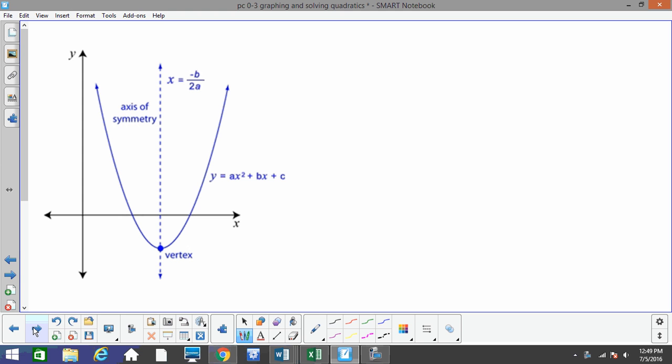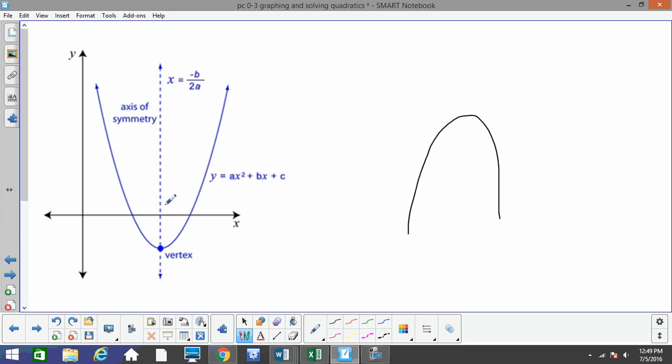This is what a quadratic looks like. This one has a minimum or a low point. That is the vertex. You can either have a minimum or a maximum. If it were like that, you would have a maximum. The axis of symmetry is opposite b over 2a. Y equals ax squared plus bx plus c is your equation.